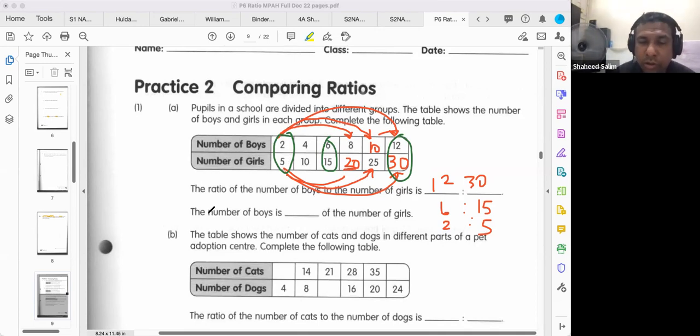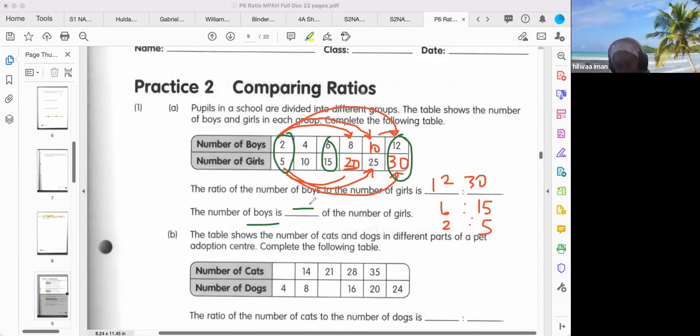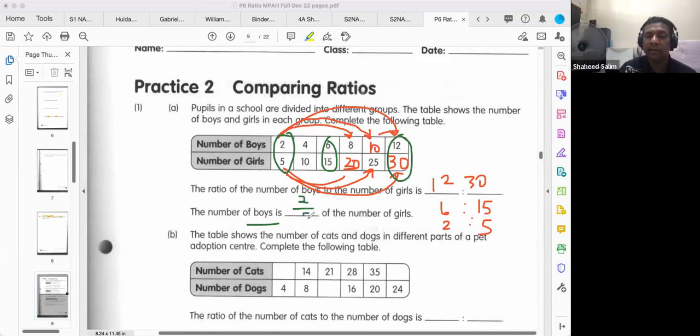Can you try the ratio of the number of boys to the number of girls? No, this one no. This is a fraction now. The number of boys is how many times the number of girls? It is 2 over 5. Well done. Yes.